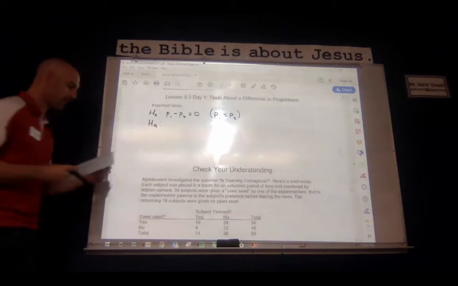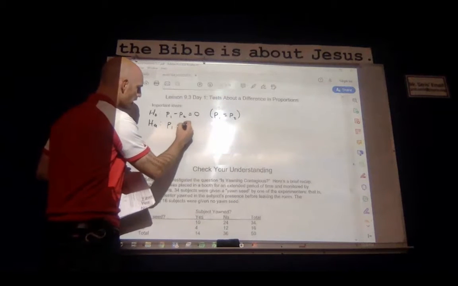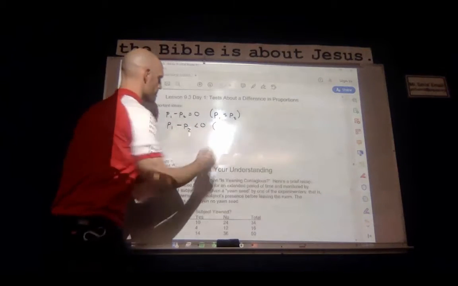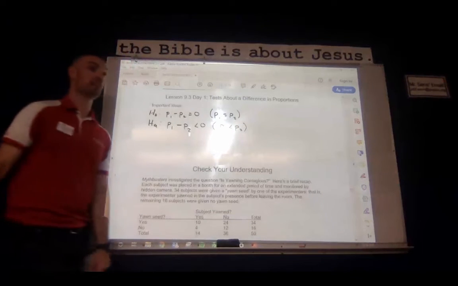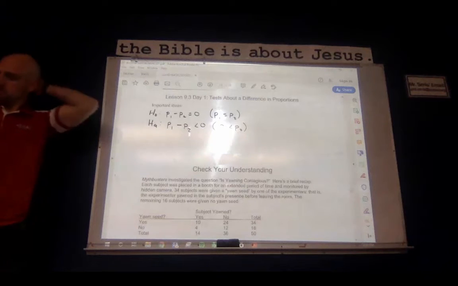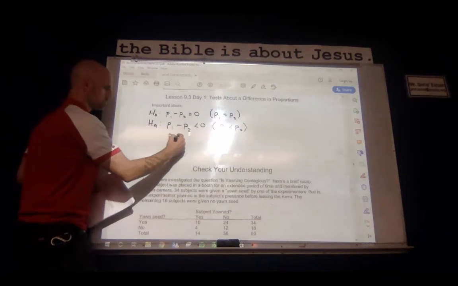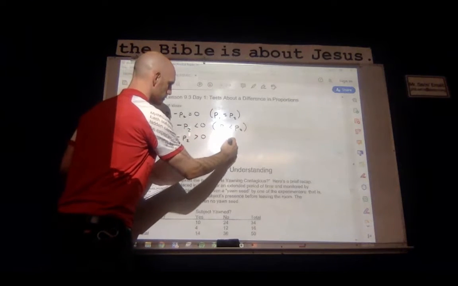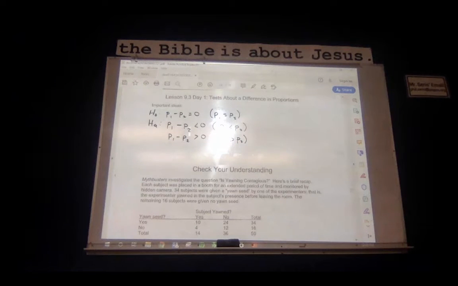So then our alternative hypothesis can take one of three forms. Either P1 minus P2 is less than 0, which would mean that P1 is less than P2. So if our difference is negative, that would mean our second one is bigger. If our difference is greater than 0, that would mean that our second one is smaller.